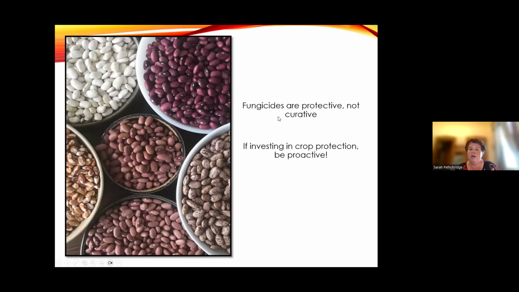So just as a reminder, fungicides are protective, they can't be curative. And if investing in crop protection, trying to protect those flowers from infection by Sclerotinia is the key to getting the most out of your fungicides.